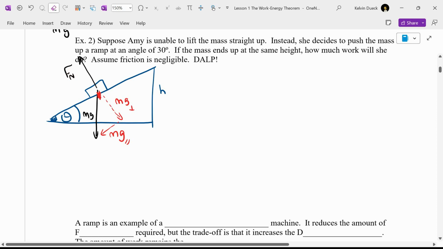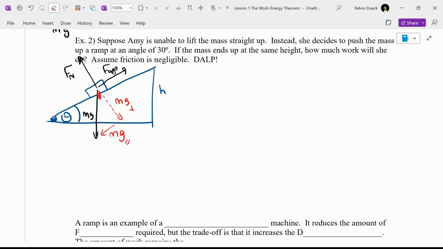If this was all there was, which way would this accelerate? Down the ramp. Oh, let's assume she's pushing it up the ramp at a constant speed. So we'll call this F applied. How big is F applied exactly? It's going to be the same size as mg parallel.